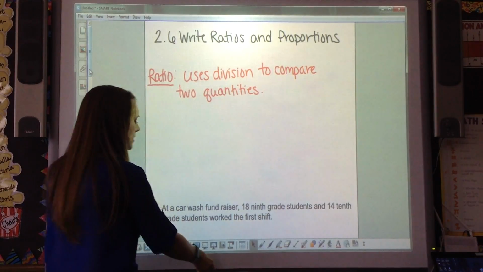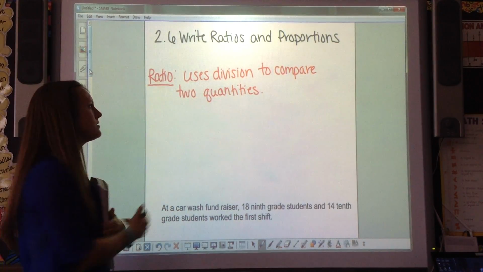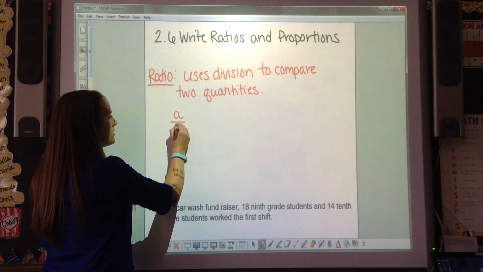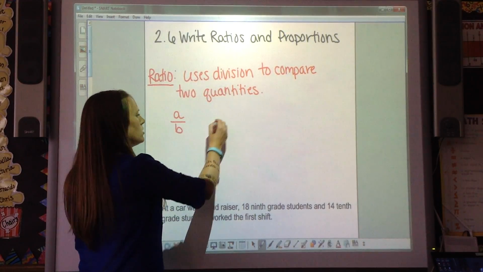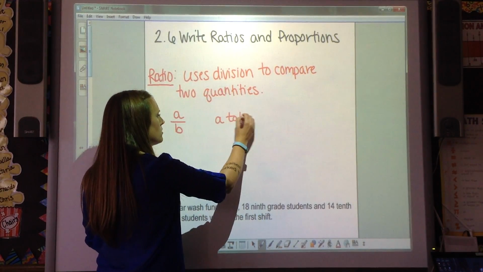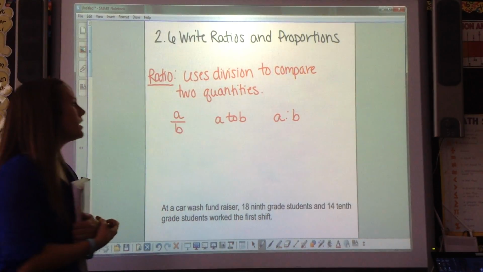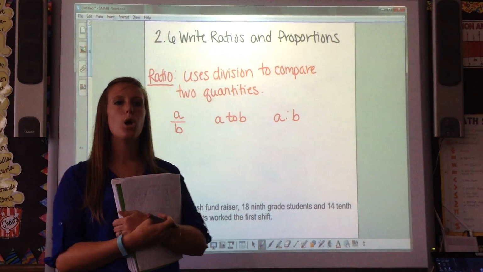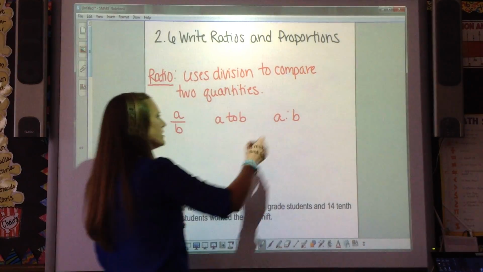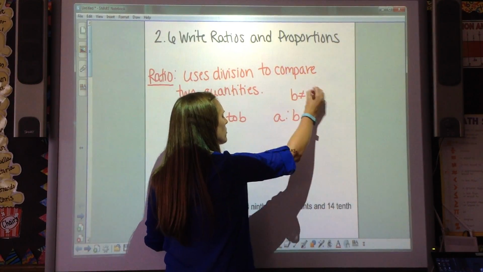So a ratio can be written three different ways. The most common one is a fraction. You can use the word "to" or a colon. A and B represent any number. Know that B, the second number, is never going to be 0.